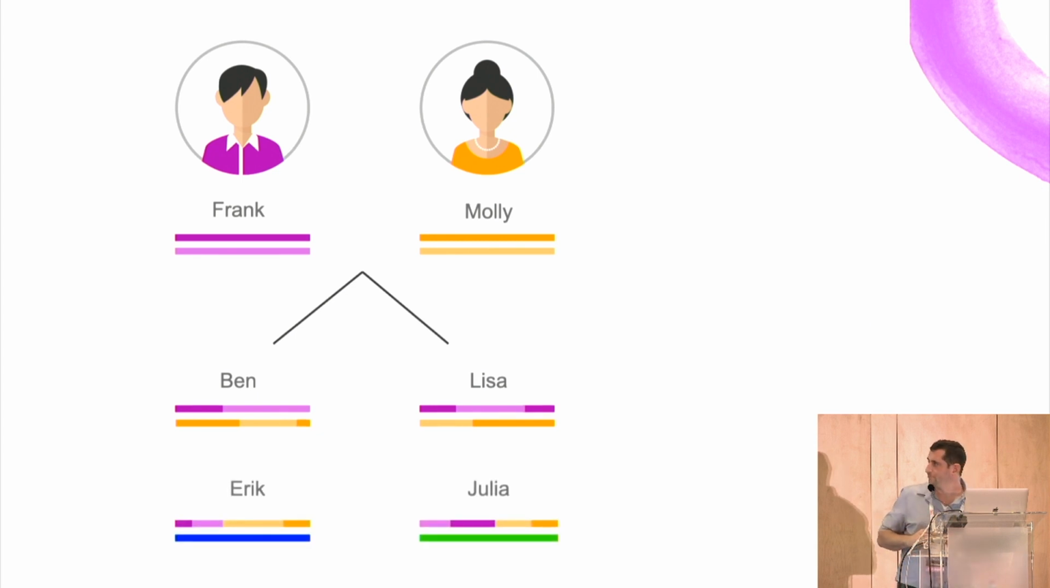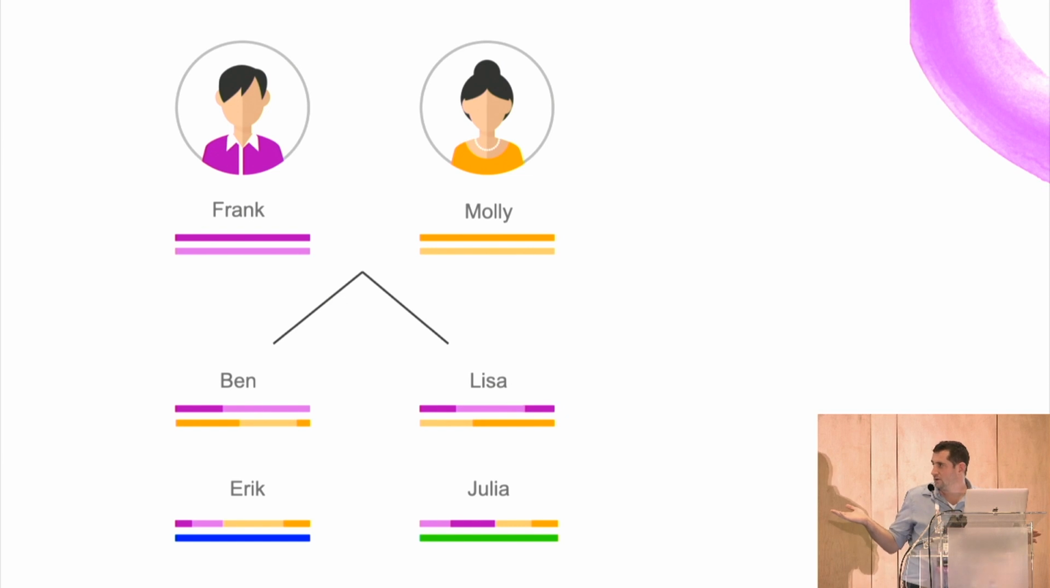Time goes by, and Ben and Lisa meet their partners, and new kids are born, Eric and Julia. They are the grandchildren of Frank and Molly, and you can see that new colors were added, right? This is coming from their spouses. The blue from Eric's wife or partner, and the green from Julia's partner. And that's a completely new color.